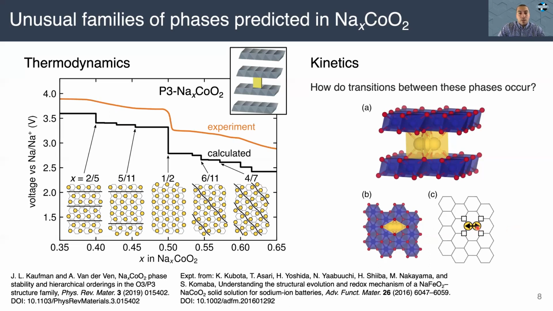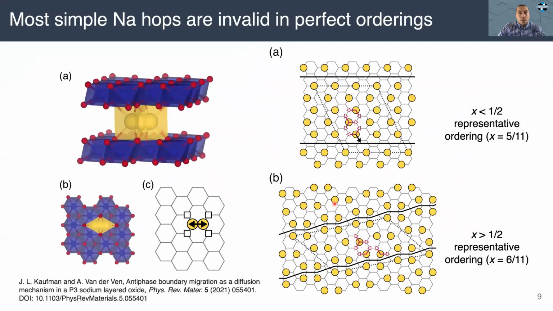And this type of hop event is generally considered to be a low energy event, which means it'll happen quickly. But in highly ordered phases such as these, that's not necessarily the case. So to look at the kinetics in these orderings, what I did is select 2 representative orderings below and above 1/2 with the different kinds of antiphase boundaries I predicted. And I enumerated all the distinct nearest neighbor sodium hops in large supercells.